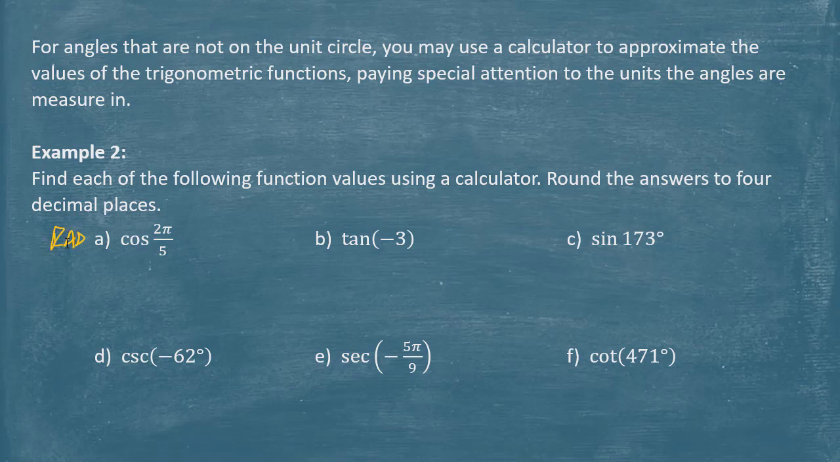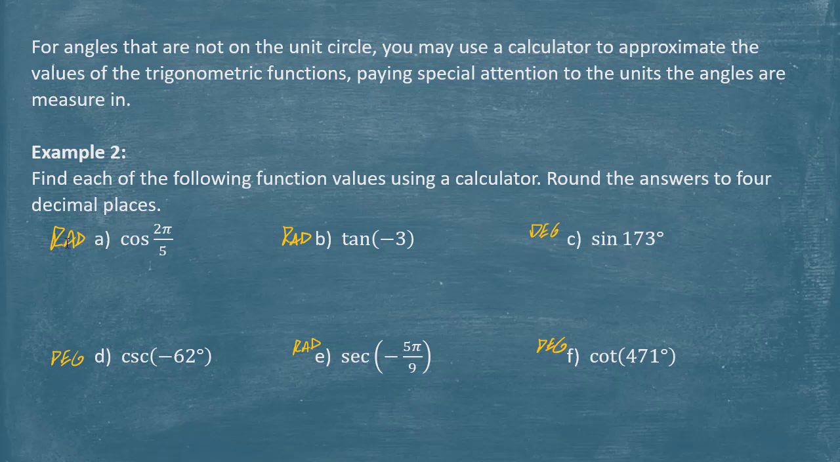If we look at letter B, tangent of negative 3, I don't see, again, a degree sign, so that one must also be in radians. Letter C does have a degree sign, so I know I need to be in degree mode for that one. Same thing with letter D, it is negative 62 degrees, so I'll have to be in degrees. Letter E, no degree sign, negative 5 pi ninths, that's going to be radians again. And then the last one, I see a degree sign, so it would be degrees.